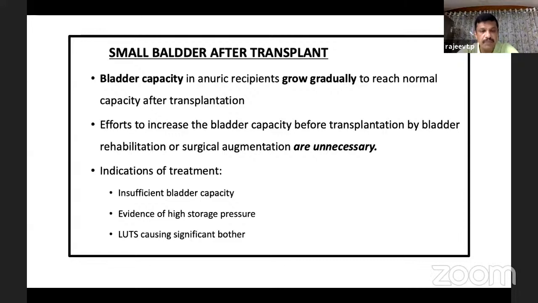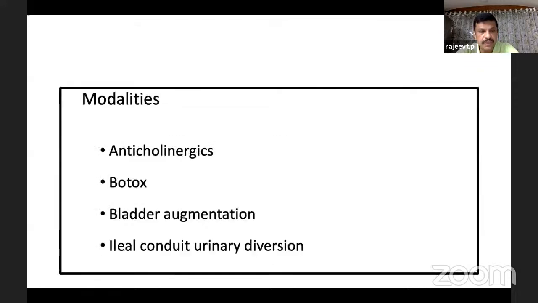One is an insufficient bladder capacity when there is evidence of high storage pressure or when there are LUTS which are causing significant bother. So what are the modalities advocated? You can give anticholinergics. Sometimes, if not responsive to anticholinergics, one can go for Botox injection. Very rarely bladder augmentation or ileal conduit urinary diversion may be required.